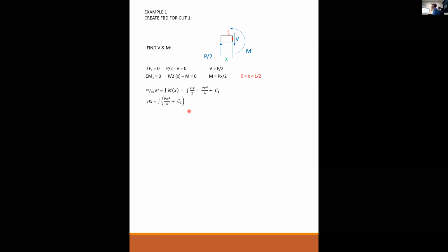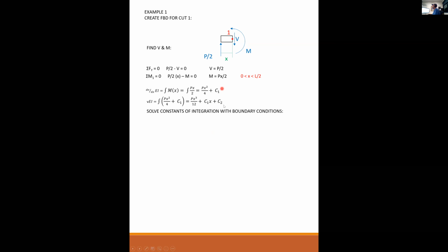Okay, so that was just the first integration. Now, what I'm looking for is V, not dV, I'm looking for V. V is the deflection. So in order to get V, I have to integrate both sides again. So now VEI is equal to the integral of this result, PX squared over 4 plus C1, and that gives me PX cubed over 12 plus C1X plus C2. Every time you integrate, you get another constant of integration.